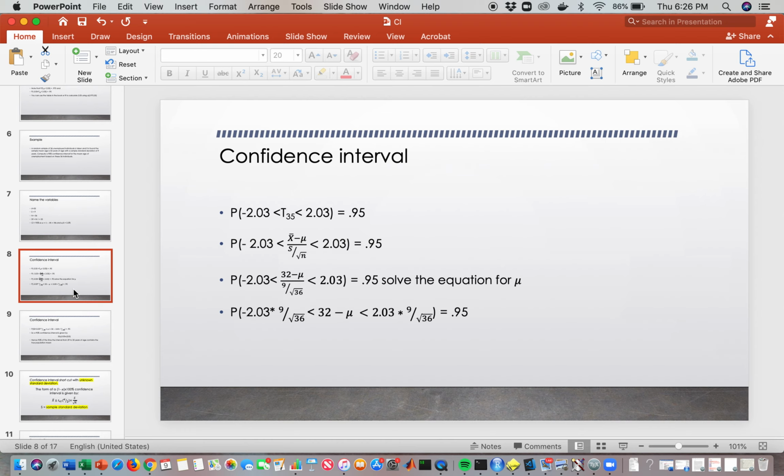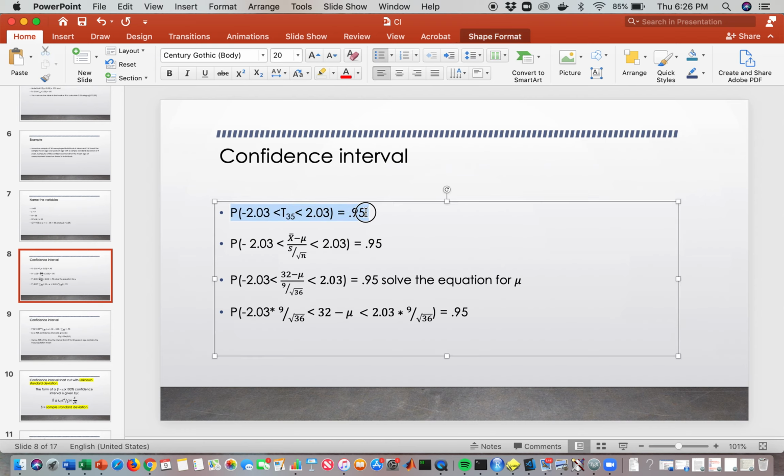Well, it turns out when I calculate a confidence interval, we knew this fact from before. That is a t distribution, and the probability between minus 2.03 and plus 2.03 is 95%. A t distribution is nothing more than this quantity. We have a theorem that tells us that. I happen to know some of the values in that theorem: I know x bar, I know s, I know square root of n. So I'm going to plug that in here. The one thing I do not know is the true value of the population mean, so I'm going to solve for it.